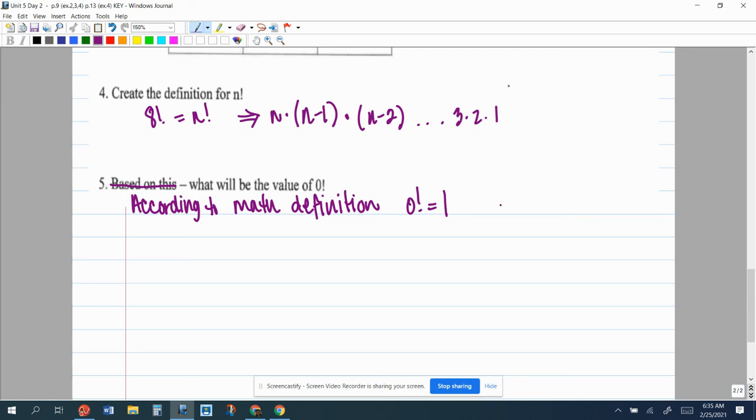And so if we consider a small example like 3 factorial divided by 0 factorial, well, 3 factorial has value. That's equal to 3 times 2 times 1. 0 factorial has to have a value, or otherwise you get an undefined scenario. So this is why it's 1, and we come up with 6.